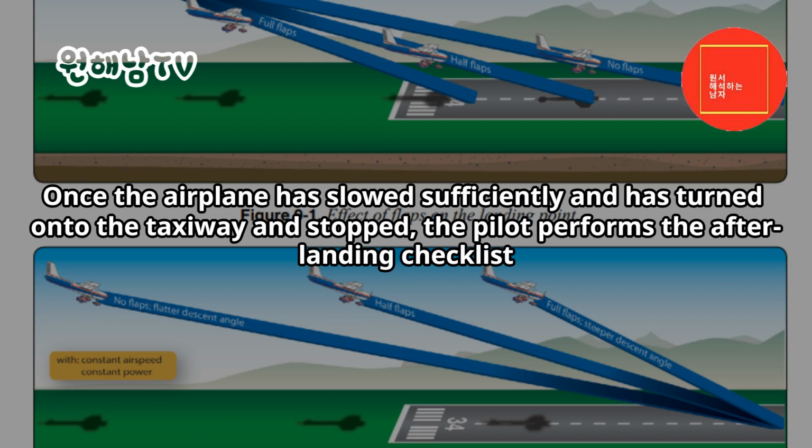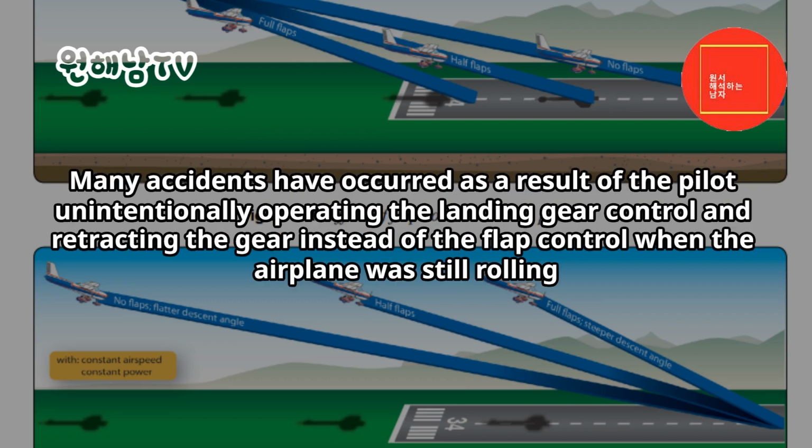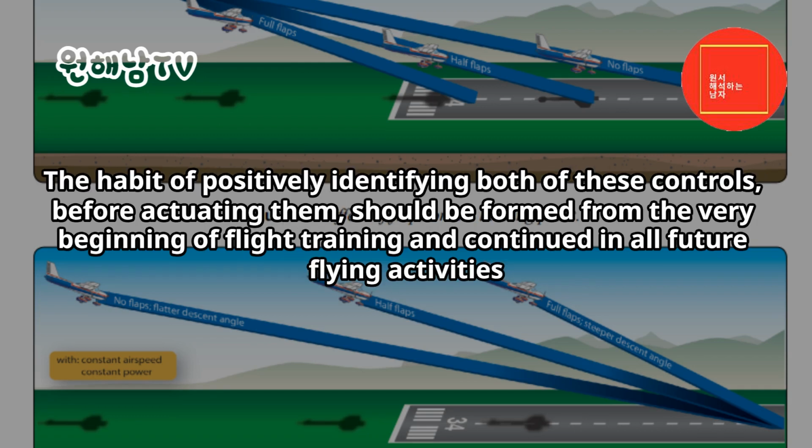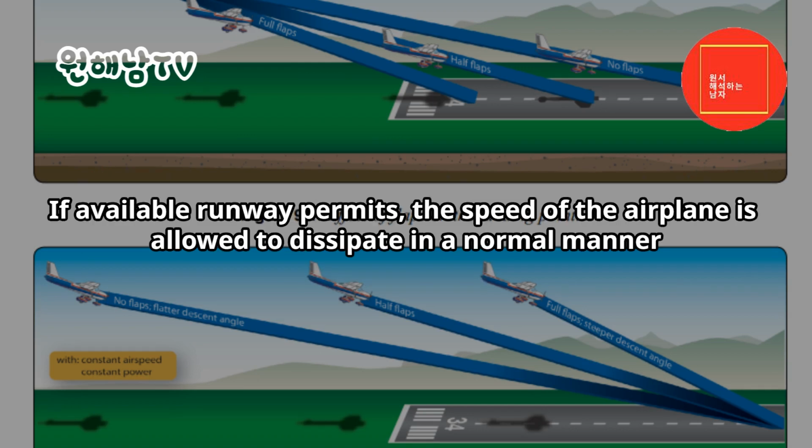Once the airplane has slowed sufficiently and has turned onto the taxiway and stopped, the pilot performs the after-landing checklist. Many accidents have occurred as a result of the pilot unintentionally operating the landing gear control and retracting the gear instead of the flap control when the airplane was still rolling. The habit of positively identifying both of these controls before actuating them should be formed from the very beginning of flight training and continued in all future flying activities. If available runway permits, the speed of the airplane is allowed to dissipate in a normal manner.